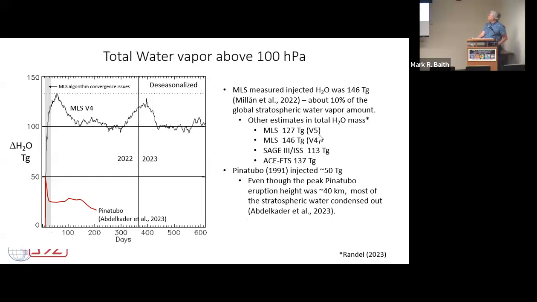And there's some uncertainty in the water vapor amount. MLS version 5 gives you 127. MLS version 4 gives you 146, which is what the MLS people prefer we use. SAGE 3 gives 113, and ACE-FTS is 137. But we're all about 120 or so teragrams. So that's probably not an unreasonable number. And I mentioned Pinatubo already. So let's go on.